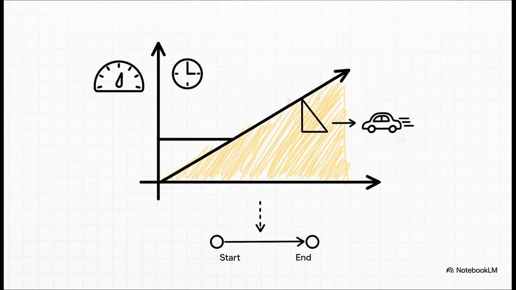The vertical axis, that's your velocity. The horizontal axis, that's time. The gradient, or the slope of the line, that's your acceleration. And the area underneath it all, that's the displacement, the distance traveled. A flat line means constant speed, and a straight, sloping line means constant acceleration. With just that, you can read the entire story of a journey.